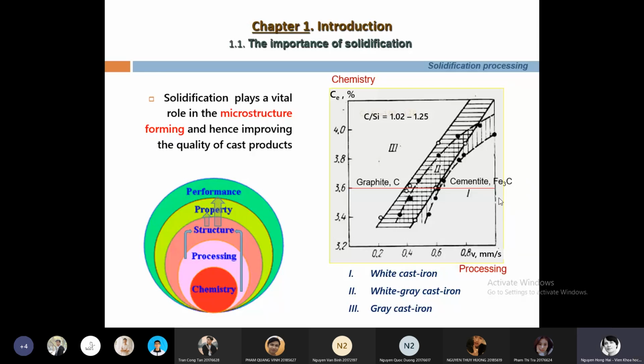So you can see here in this slide the influence of the processing on the structure forming, or microstructure forming, of the alloy.